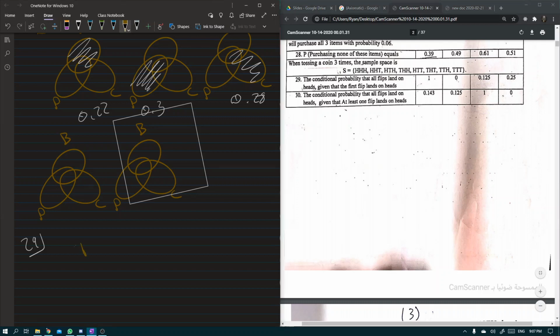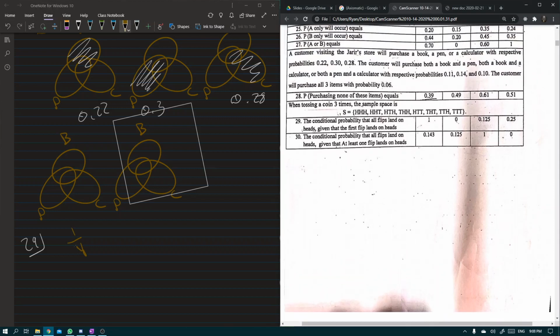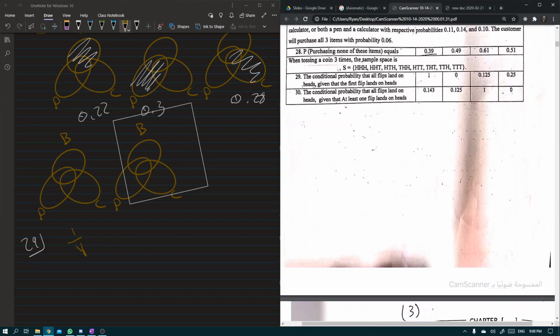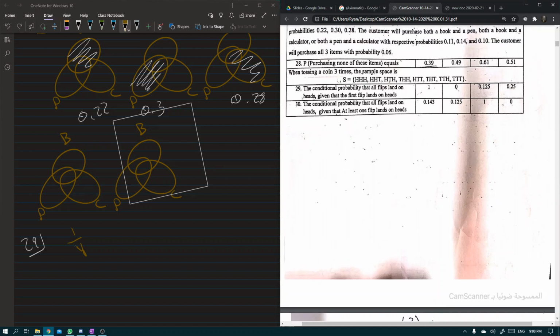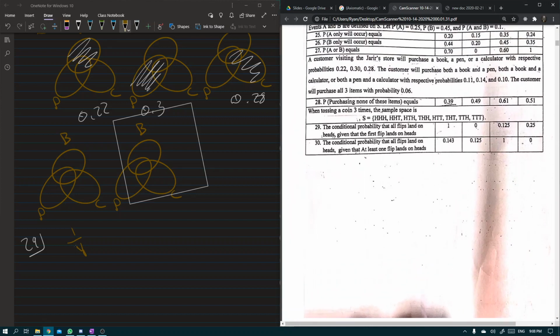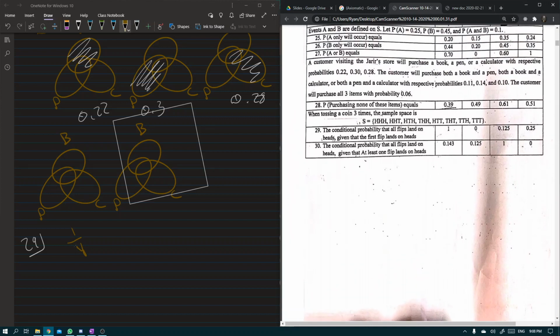Okay, so 1 over 4. That's the probability that all flips land on heads. To be honest, these are good questions. Then, all flips land on heads, given that at least one flip lands on heads. All flips land on heads. Everything comes out wrong for me, I don't know why. Okay, I got it, yes. Okay, yes.